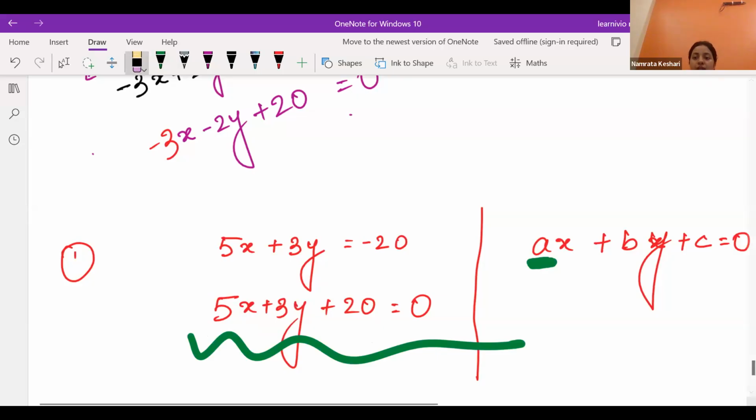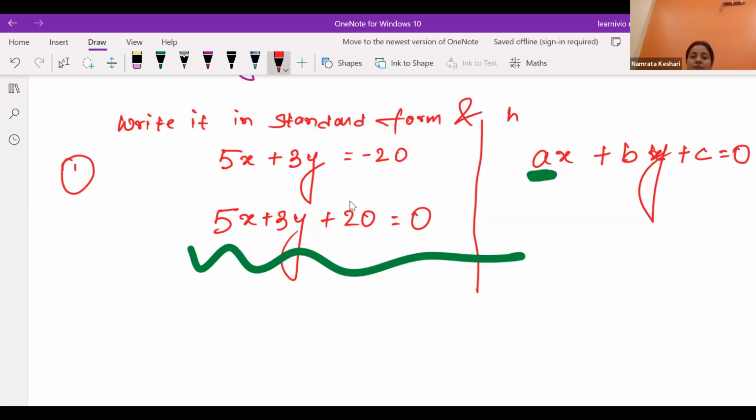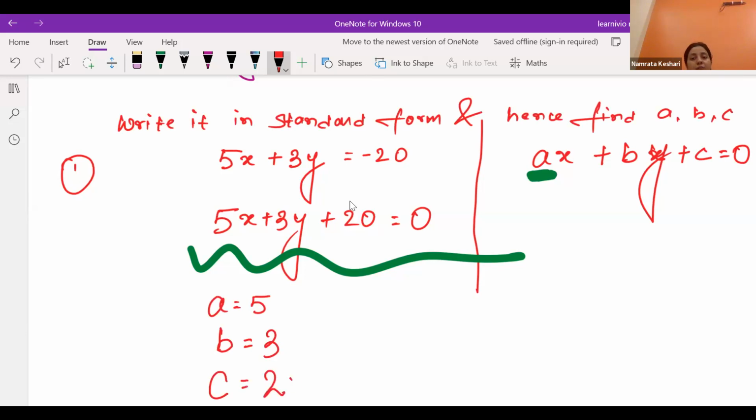Yes, ma'am. Okay, so I will ask you every time after writing it in a standard form, which is there in our NCERT as well, the first exercise: write the given equation in a standard form, and hence find A, B, and C. That means now you will declare that A is positive 5. Now you will declare that B is positive 3. And now you will declare that C is positive 20. Getting it?